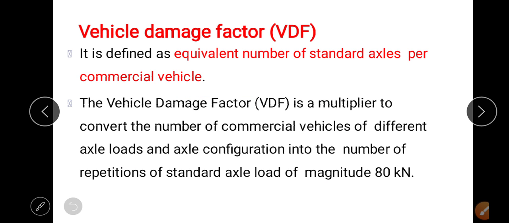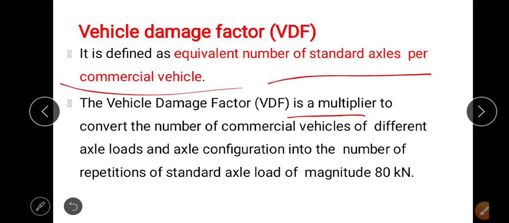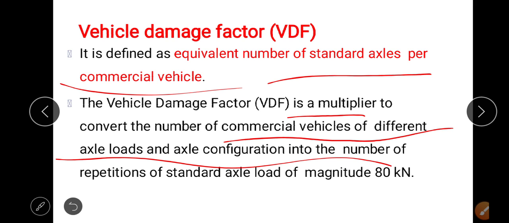Vehicle damage factor, VDF, is defined as the equivalent number of standard axles per commercial vehicle. The vehicle damage factor is a multiplier to convert the number of commercial vehicles of different axle loads and axle configuration into the number of repetitions of standard axle load of magnitude 80 kilonewton, as per the guideline. This is to be taken.